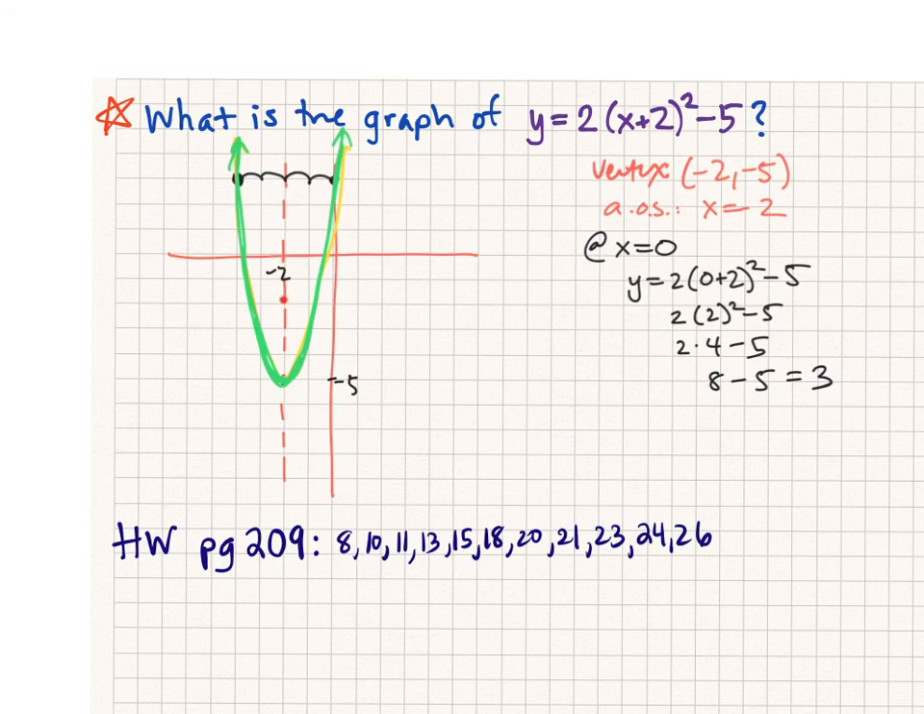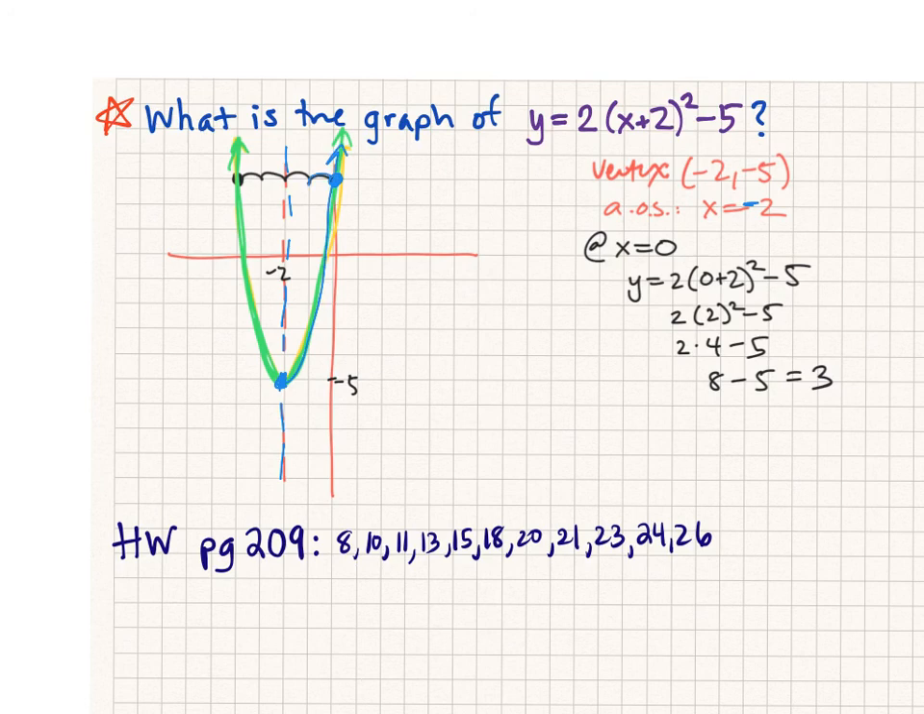So plot that point there. And then your axis of symmetry is x equals -2, so make your vertical line right through that vertex, and then find one other point. This was at -2. I thought 0 was a good one, so I plugged in 0, and got 3. So when x is 0, y is 3 up here. And then I just made a smooth U there.